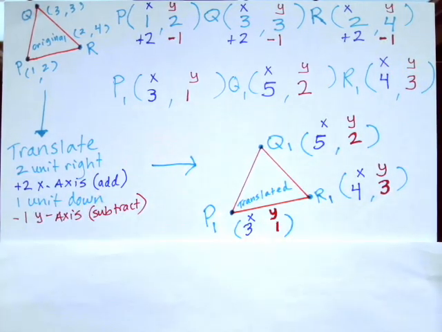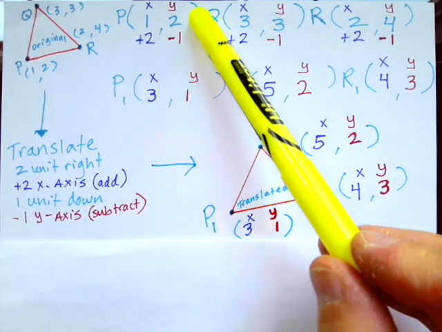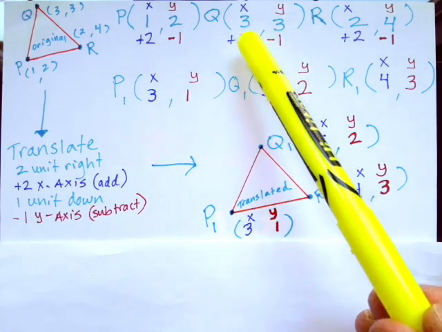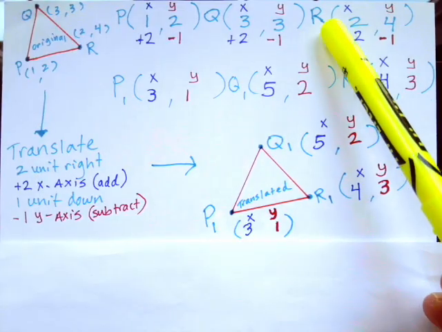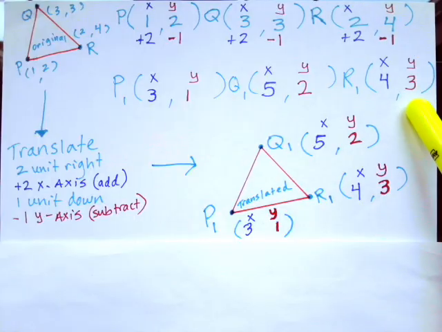In a moment, I'm going to show you how to reflect. So let's take a look. 1 plus 2 is 3. 2 minus 1 is 1. Okay, vertice Q. 3 plus 2 is 5. 3 minus 1 is 2. Vertice R. 2 plus 2 is 4. 4 minus 1 is 3.